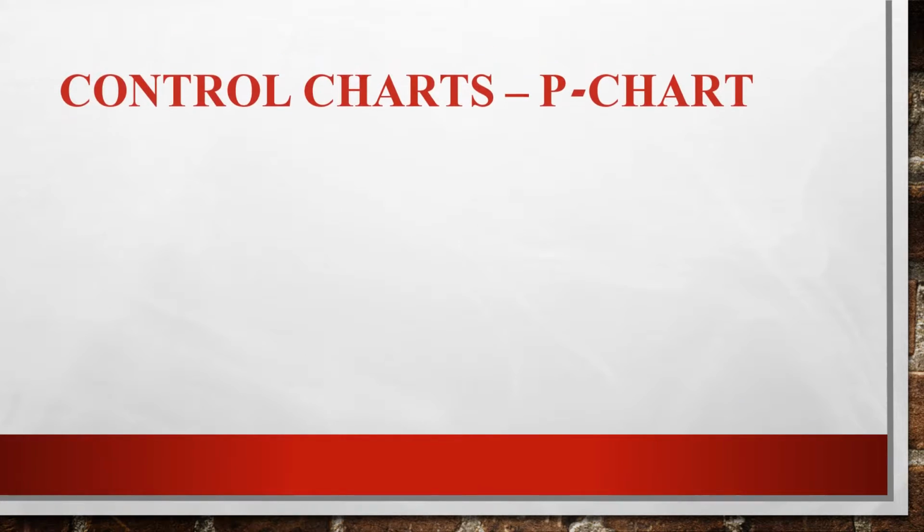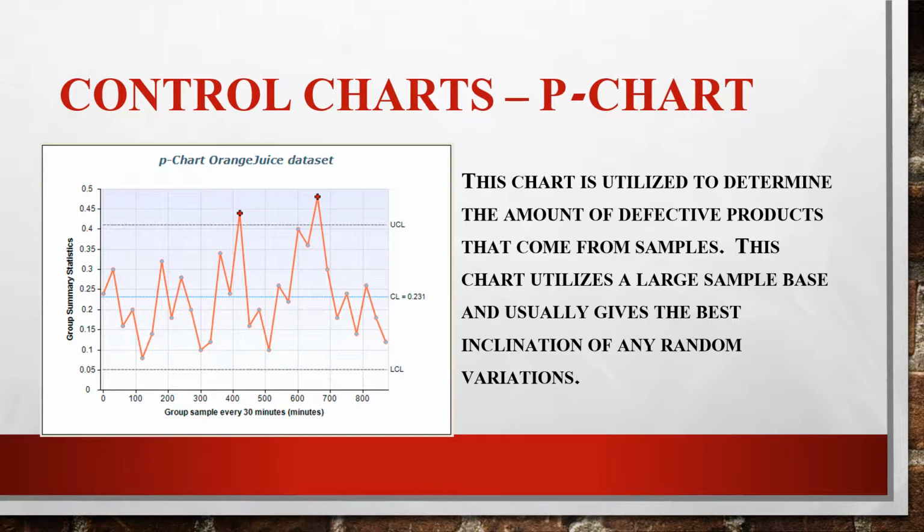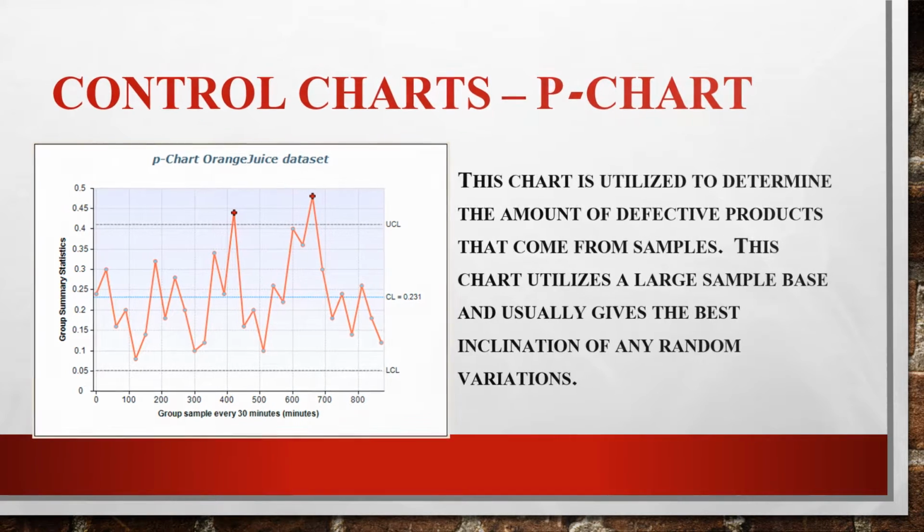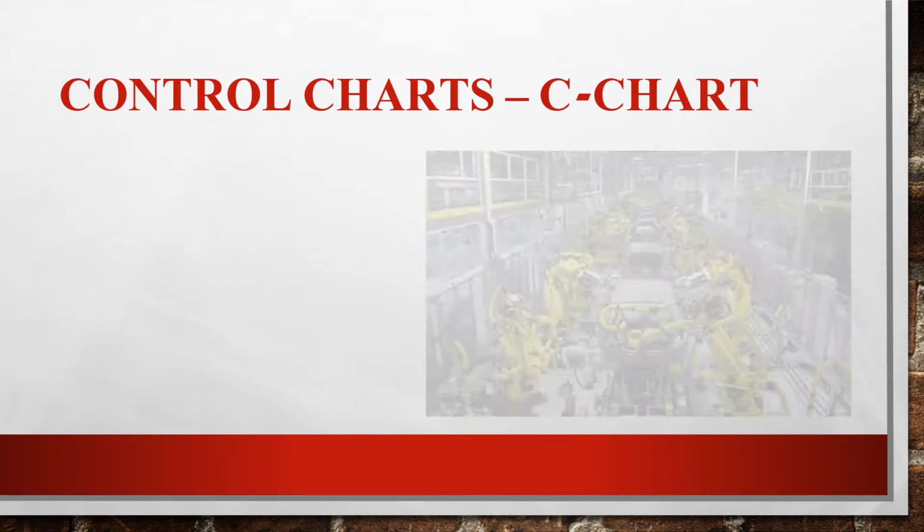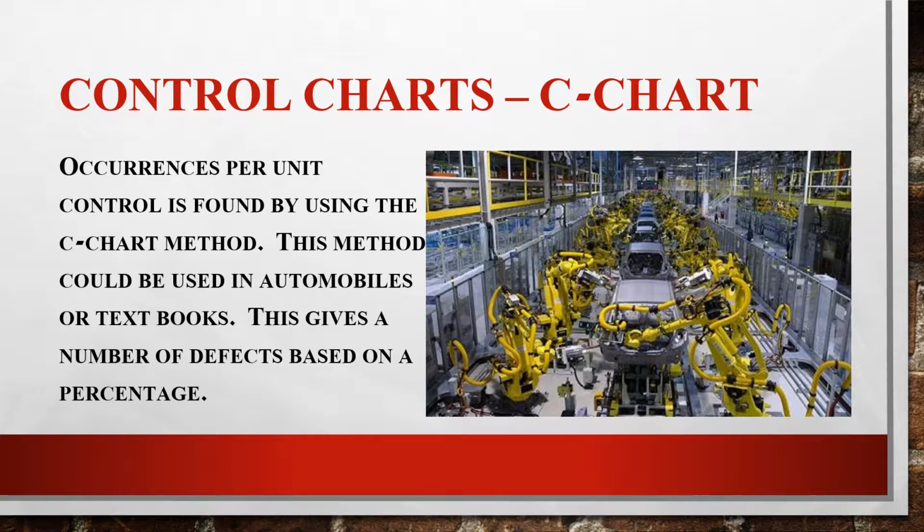We also have a P chart. This chart is used to determine the amount of defective items in those samplings. This chart shows the occurrences per unit. This is primarily used on something like automotive production or textbook production.